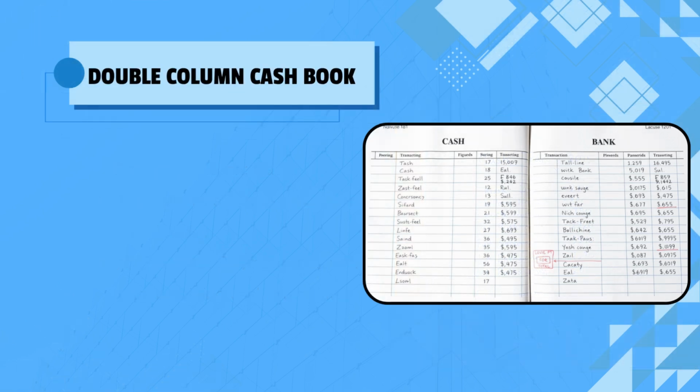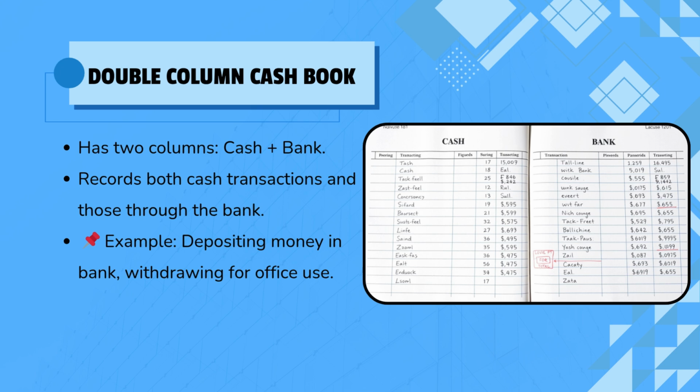Number 2, we have the double column cash book. The double column cash book has two columns, the cash and the bank. It records both cash and bank transactions. For example, depositing money into the bank or withdrawing cash for office use.